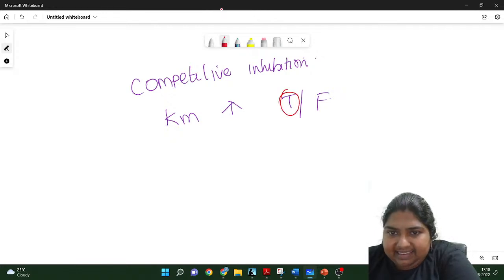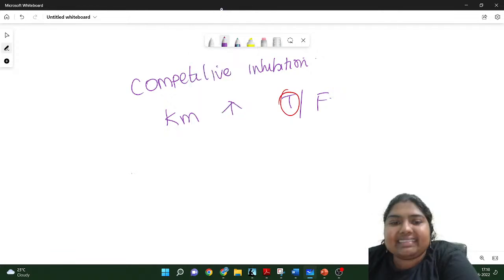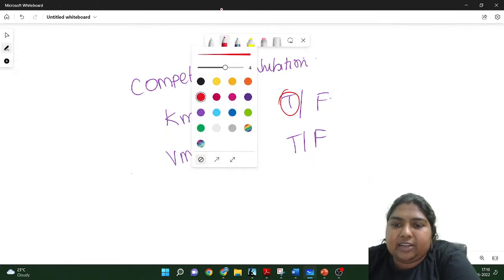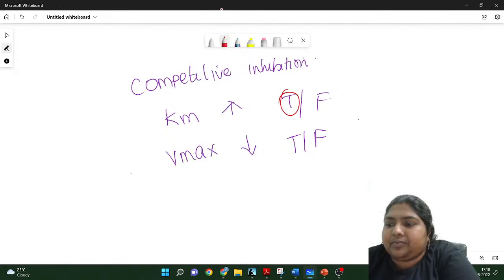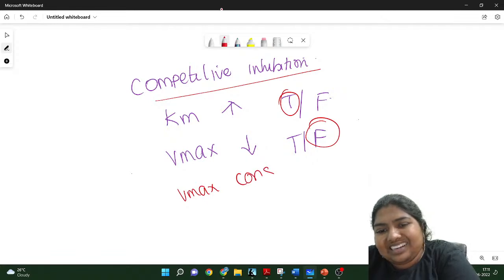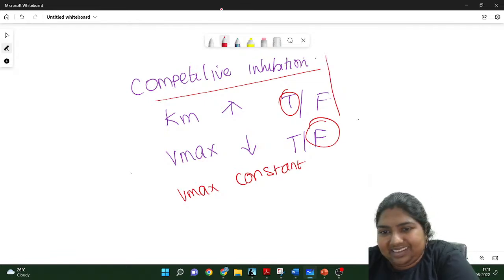Very good. Yes, Km will increase. So the next question. Vmax reduces. True or false? In competitive inhibition, Vmax is not at all reducing. Vmax will be a constant. Yes, Km will increase. Vmax will be a constant.